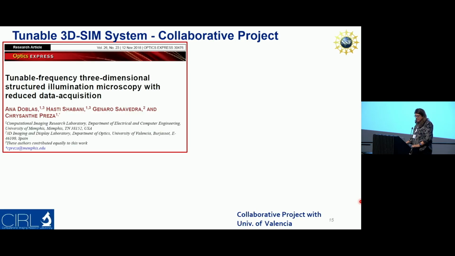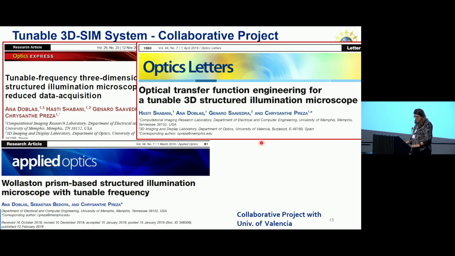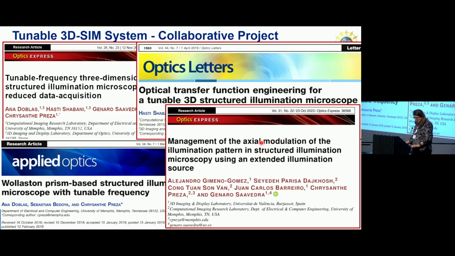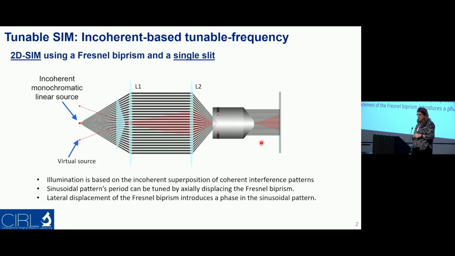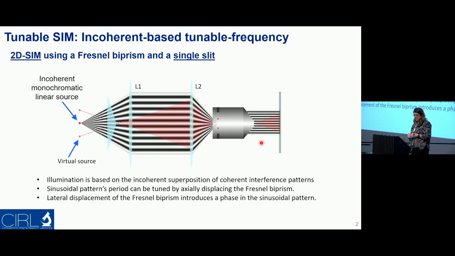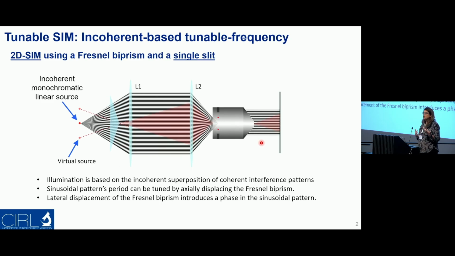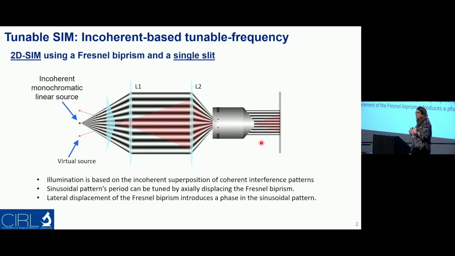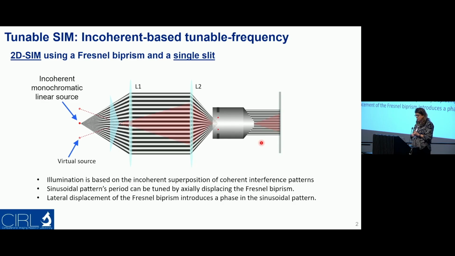So this is a collaborative project with the group in Valencia headed by Genaro Saavedra. So I want to acknowledge the co-authors here that did the heavy lifting of the work, but we have some of the earlier papers here that began the process. And I just want to show you here the basic principle that we started our first design with the biprism. Here it is shown to be illuminated by a point source. So as you move the point source, the prism creates 2 virtual sources, which then are interfering, and they produce the structured pattern.